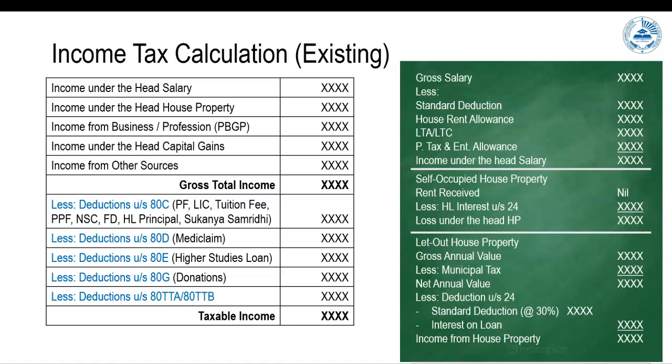Whereas in case of let-out house property, the gross annual value will be computed, and from there municipal tax will be deducted. We get the net annual value. From net annual value, we go for deduction under section 24. There are two deductions that can be claimed under section 24 with regard to house property. One, the standard deduction, which is 30% of NAV, and number two is interest on loan that is being paid. Thereby we get income from house property.